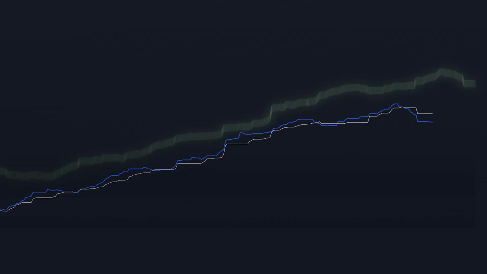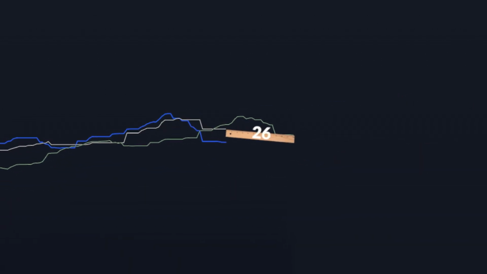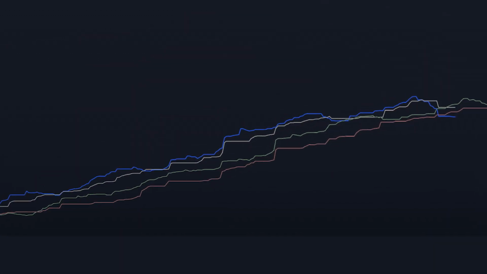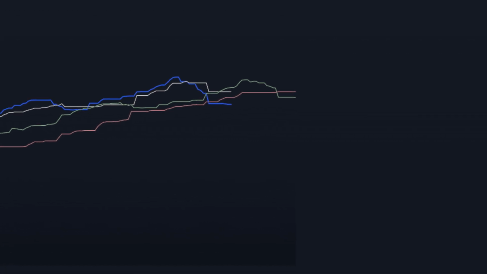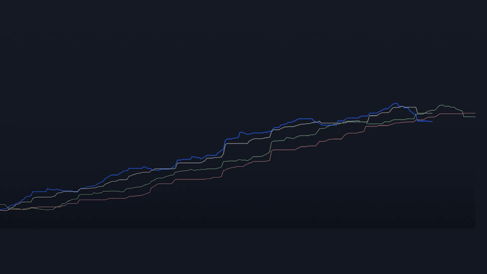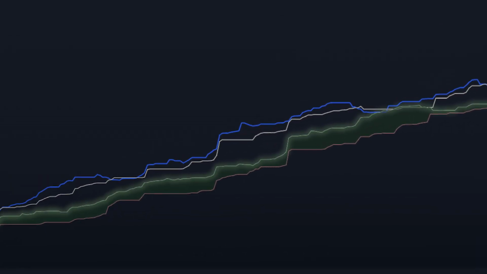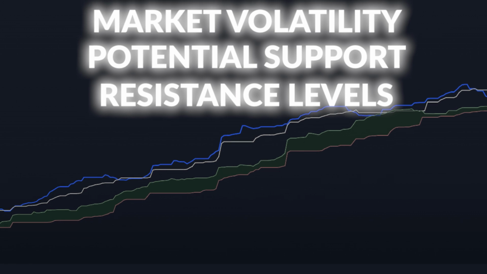Next is the leading span A. This line is the average of the conversion and baseline and is plotted 26 periods ahead to form the faster boundary of the cloud. Then we have the leading span B, which is calculated over 52 periods and plotted 26 periods ahead, which forms the slower boundary of the cloud. Then we have the Kumo Cloud, the area between the leading span A and leading span B. The thickness of the cloud indicates market volatility and potential support and resistance levels.